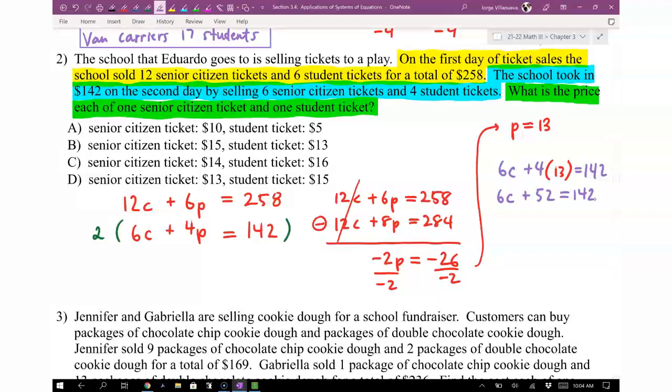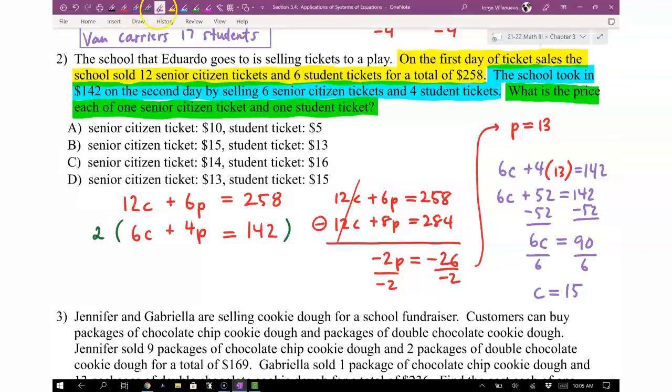So I'm going to subtract 52 on both sides, right? Minus 52. So if I'm correct, that should be 90. Yeah, should be 90. So if I divide by 6, C is... What's 90 divided by 6? Is it 15? Yeah. So it is 15. Okay, cool. So there you go. The senior citizen tickets are $15 and the student tickets are $13.